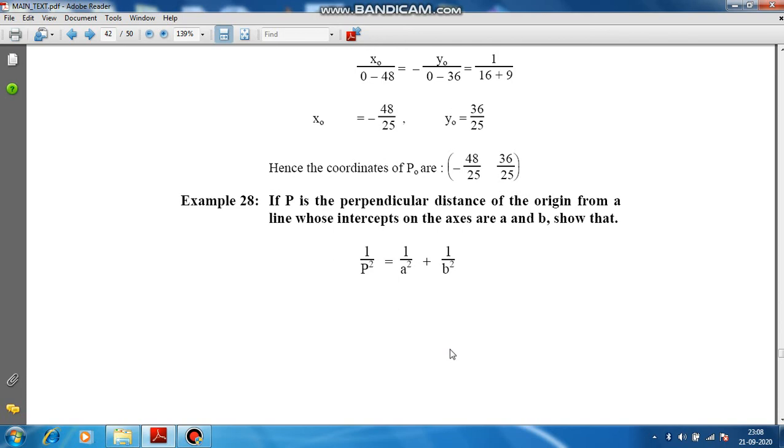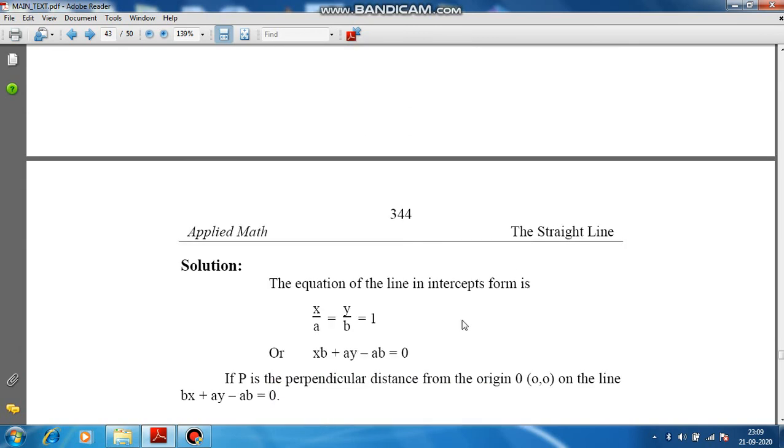Next example is, if p is the perpendicular distance of the origin from a line whose intercepts on the axes are a and b, show that 1 by p square equal to 1 by a square plus 1 by b square. So here we have to consider a line whose intercepts are a and b. We can write this equation as x by a plus y by b equal to 1. So this is the equation of the line which makes intercepts a and b on the coordinate axes.